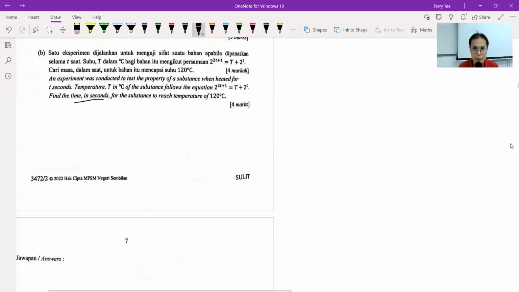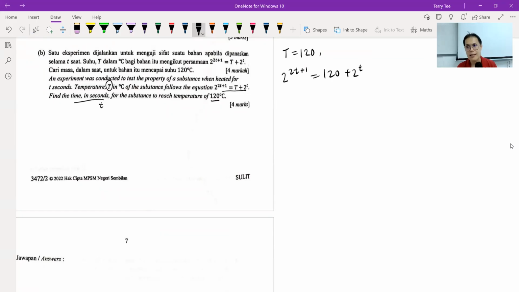You're given an experiment where a substance is heated for t seconds. The temperature, capital T, is given by this equation. Find the time, that means you find the small t when the big T temperature reaches 120. So very simple. We just replace capital T with 120 degrees Celsius. You get 2 power 2t plus 1 equals 120 plus 2t.